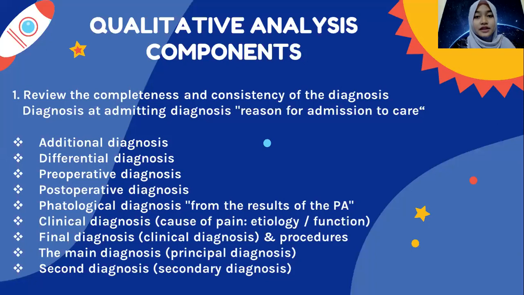Next, qualitative analysis components. 1. Review the completeness and consistency of the diagnosis. Diagnosis is the admitting diagnosis, the reason for admission to care, such as additional diagnosis, differential diagnosis, preoperative diagnosis, postoperative diagnosis, pathological diagnosis from the result of the PA, clinical diagnosis, cause of pain, etiology or function, final diagnosis, clinical diagnosis and procedure, main diagnosis, principal diagnosis, second diagnosis, secondary diagnosis.